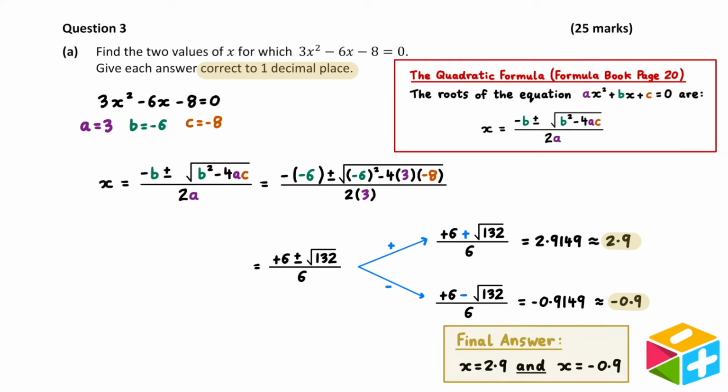So our final answer is that x is equal to 2.9 and x is equal to minus 0.9.